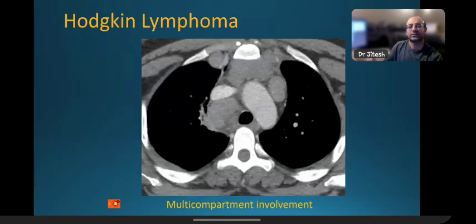So now this is a patient with Hodgkin lymphoma who has involvement of more than one mediastinal compartment. We can see lymphadenopathy in the visceral space and the right paratracheal space. There is also involvement of the right internal mammary lymph node chain. So when we have multiple compartment involvement, or involvement outside the chest, predominantly lymph node involvement, then it is easy to call lymphoma.